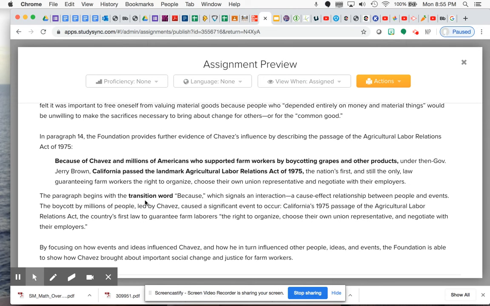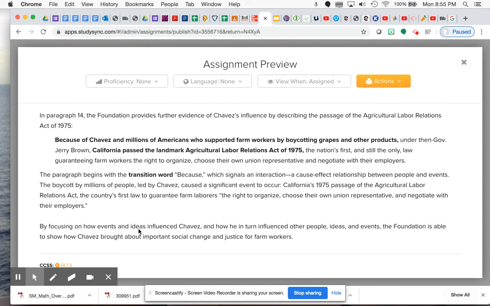The paragraph begins with the transition word "because," which signals an interaction, a cause-effect relationship between people and events. The boycott by millions of people, led by Chavez, caused a significant event to occur: California's 1975 passage of the Agricultural Labor Relations Act, the country's first law to guarantee farm laborers the right to organize, choose their own union representative, and negotiate with their employers. By focusing on how events and ideas influenced Chavez and how he in turn influenced other people, ideas, and events, the foundation is able to show how Chavez brought about important social change and justice for farm workers.